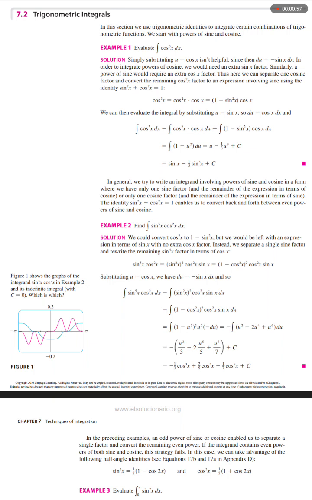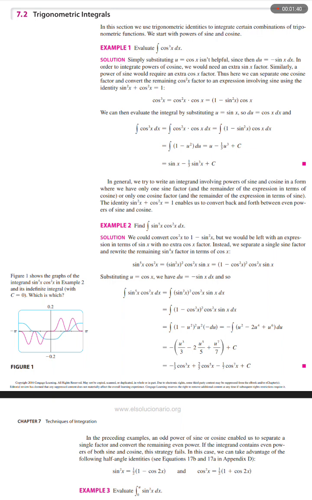Similarly, a power of sine would require an extra cosine x factor. Thus, here we can separate one cosine factor and convert the remaining cosine squared x factor to an expression involving sine using the identity sine squared x plus cosine squared x equals 1. So cosine cubed x equals cosine squared x times cosine x equals (1 minus sine squared x) cosine x.